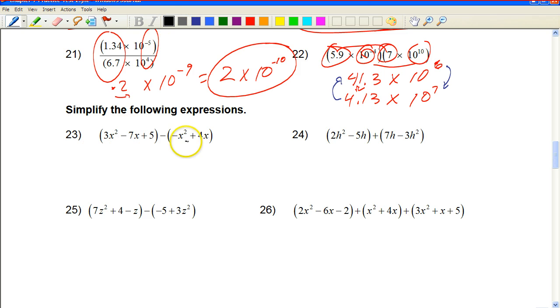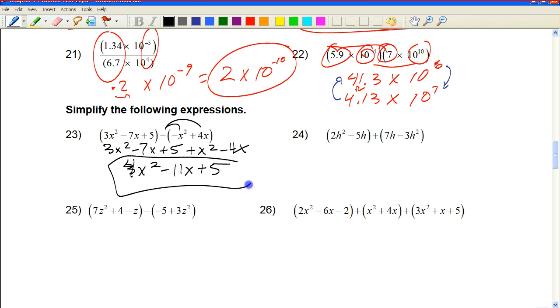Alright, now this is not multiplying, guys. Notice how there's a subtraction in there, so we distribute the negative. Don't multiply these 2 polynomials here. Just distribute that and then combine like terms. So 4x squared minus 11x plus 5 is our answer. That's a 4x squared, by the way.